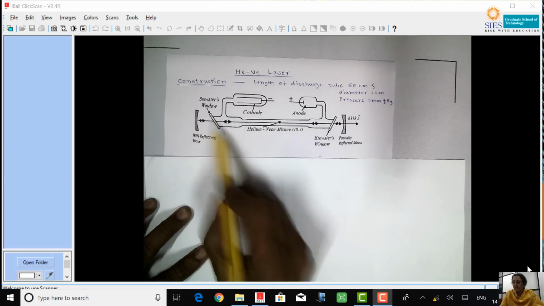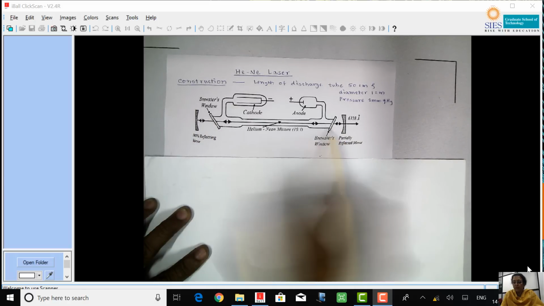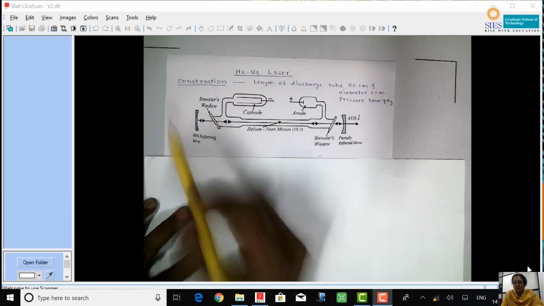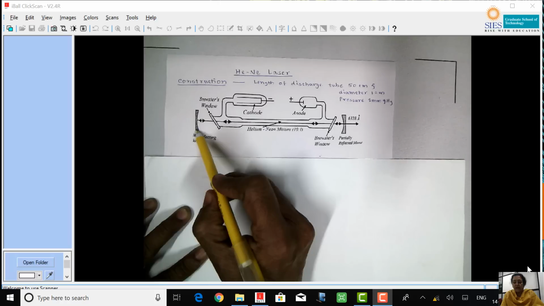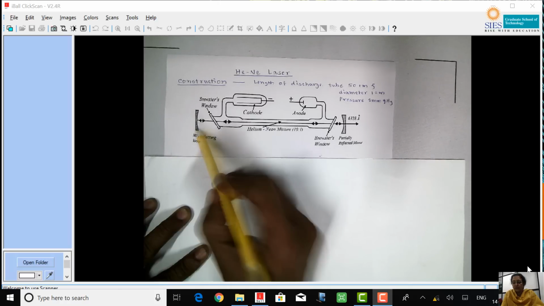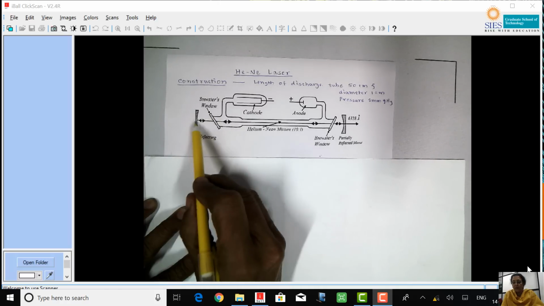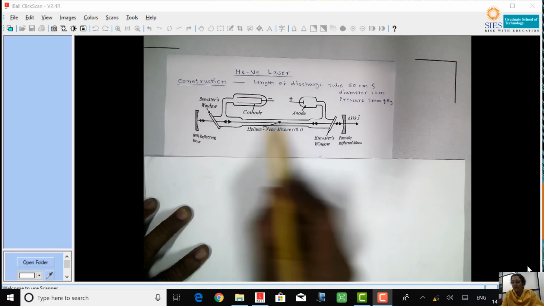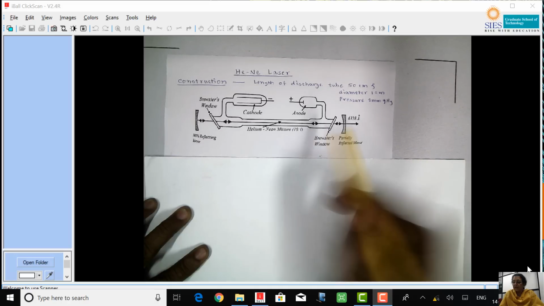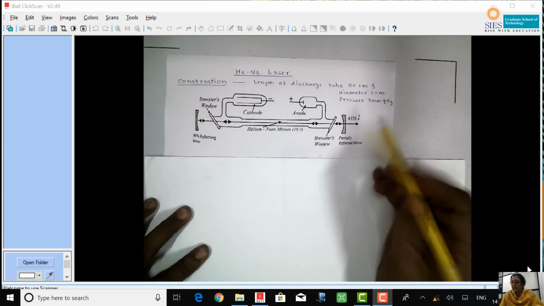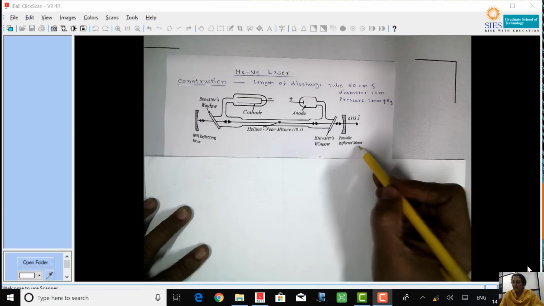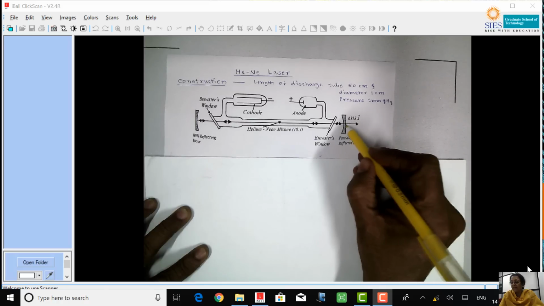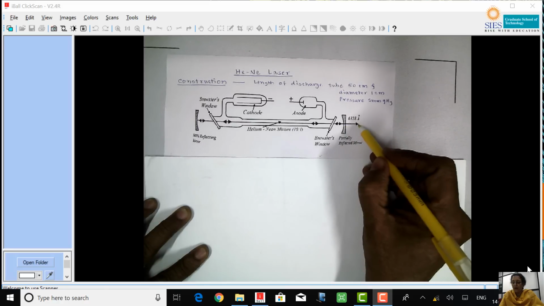The tube is hermetically enclosed from both of its ends using Brewster's window. One side of the tube is made 100% reflecting so that whatever photons fall on this surface get reflected and will be confined to this tube itself. The other end of the tube is partially reflecting. There is a small hole at the center through which the fine laser beam will come out.